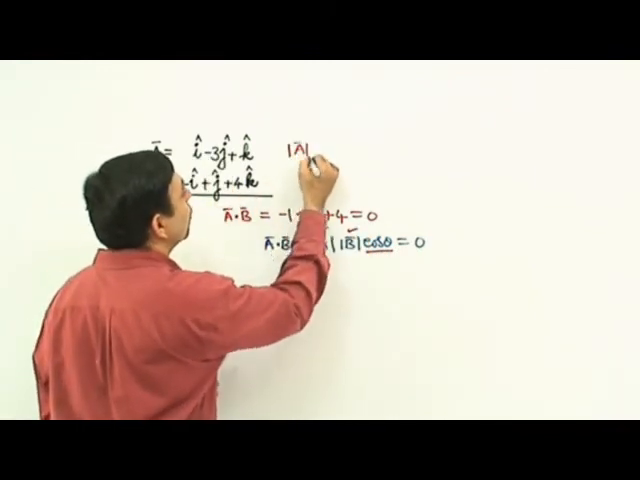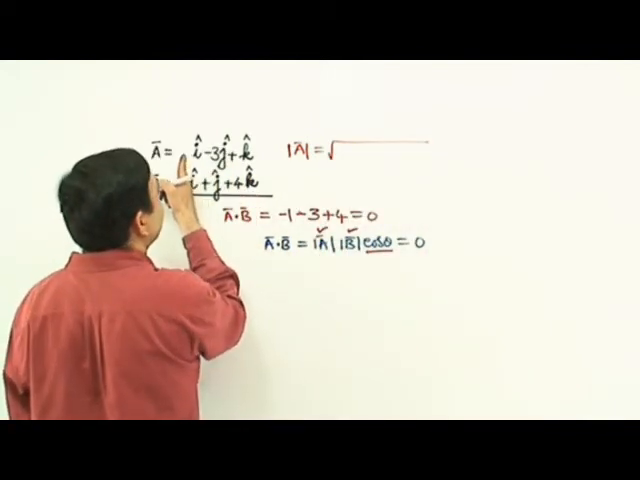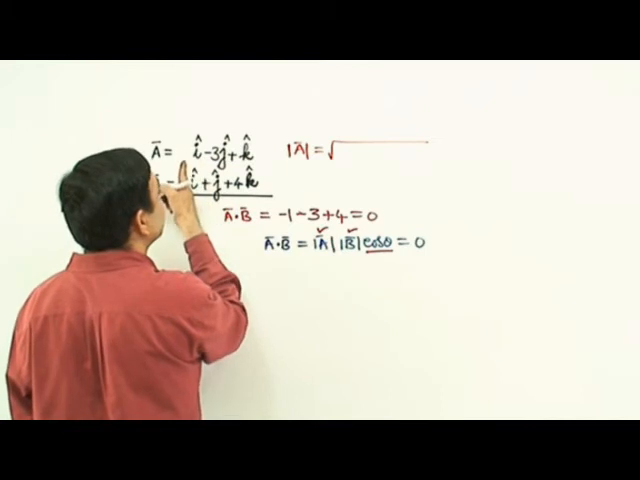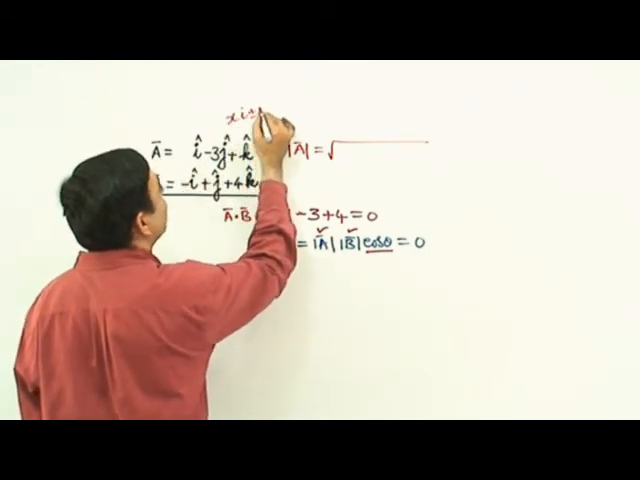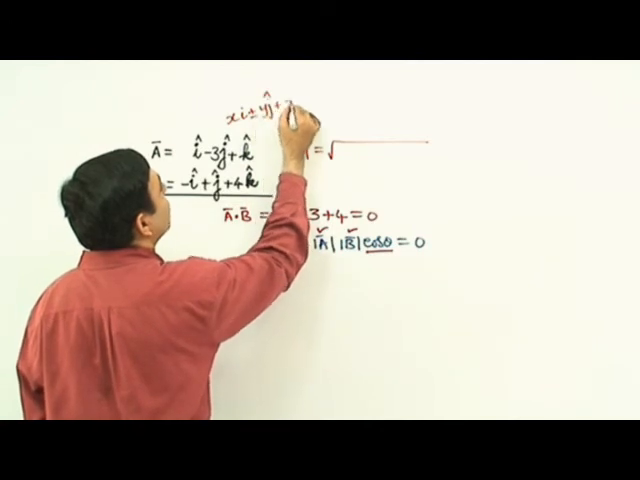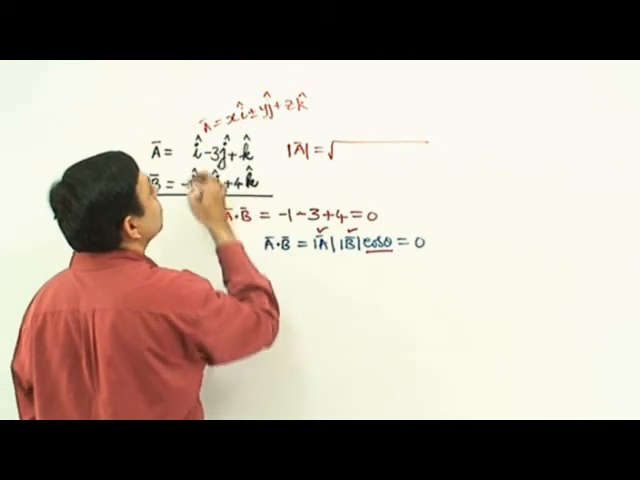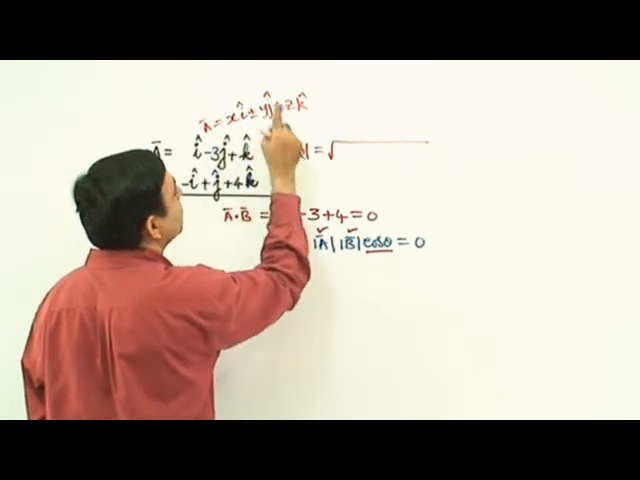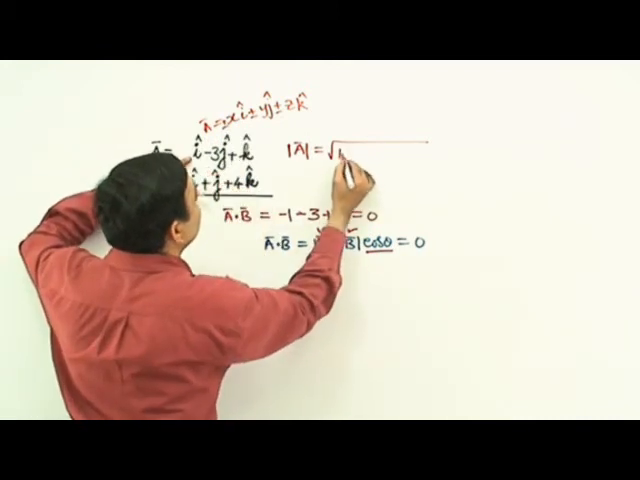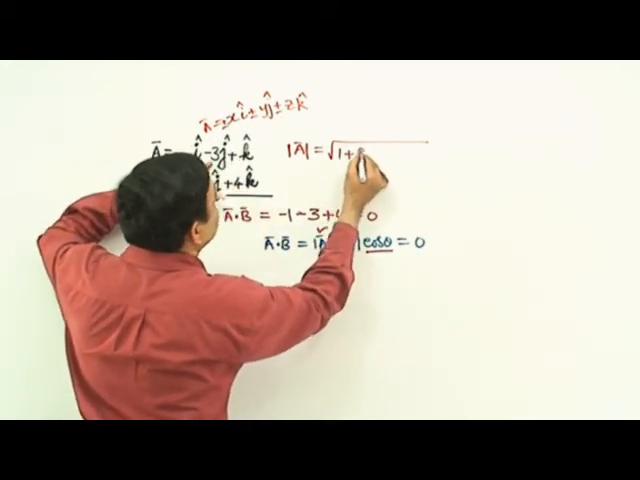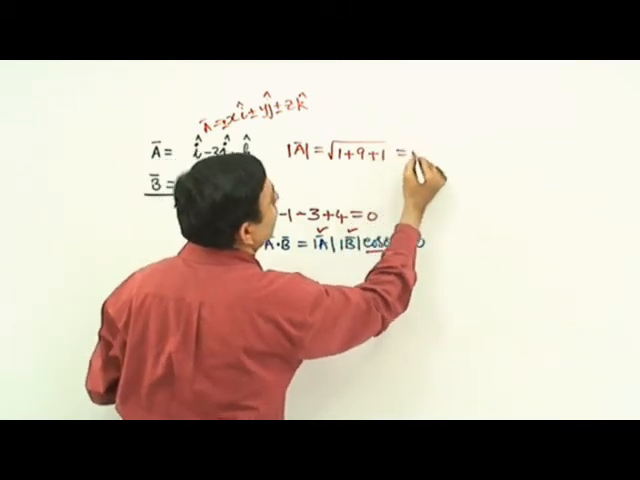Magnitude of vector A, under root, is the sum of squares: for xi plus yj plus zk, it means root of x square plus y square plus z square. If a vector is xi plus or minus yj plus or minus zk, then how will you compute mod A? Root x square plus y square plus z square; plus or minus doesn't matter here. So here 1 squared plus minus 3 squared is again plus 9 only, and then plus 1, this is not 0, definitely root over 11.